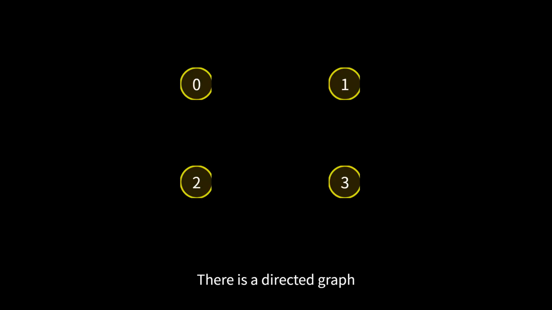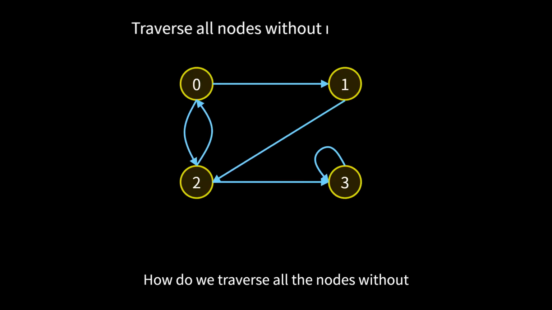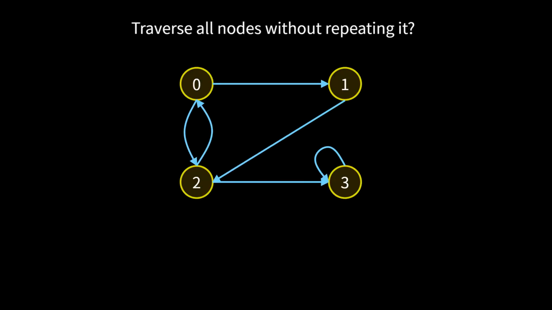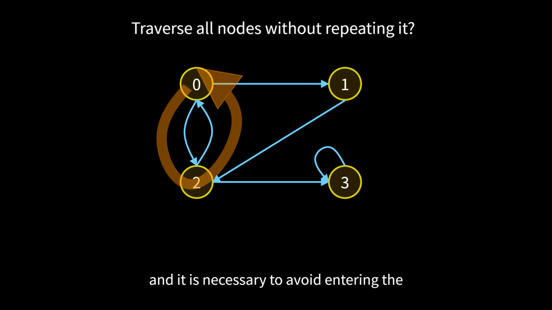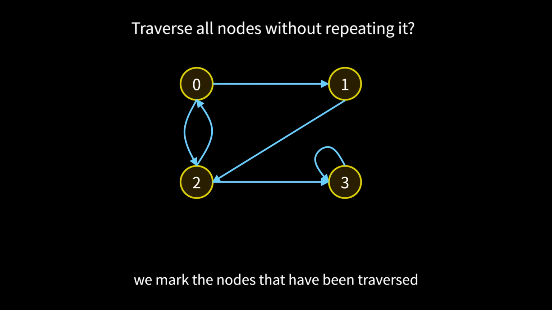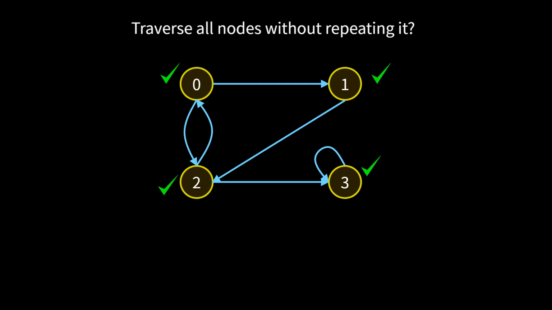There is a directed graph. How do we traverse all the nodes without repeating? Moreover, in the directed graph, there is a loop here, and it is necessary to avoid entering the loop and repeating the traversal. Therefore, we mark the nodes that are being traversed.